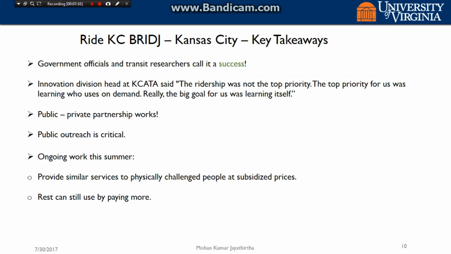Other key takeaways from this project: government officials and transit researchers call it a success because, according to them, ridership was not the top priority. The top priority was to learn who uses on-demand transit. And also, the public-private partnership worked.